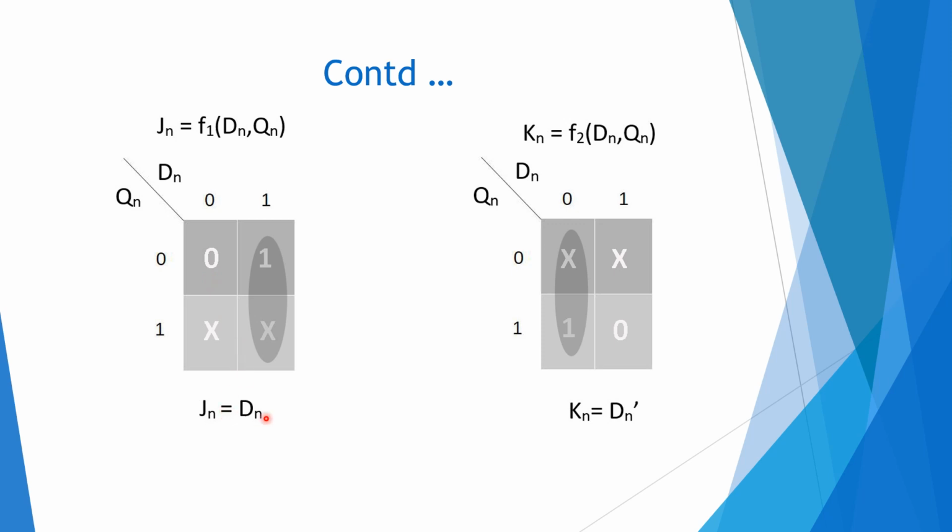So here Jn equals Dn. Again, from the second truth table, you have written another two variable K map. So here Kn equals Dn bar.